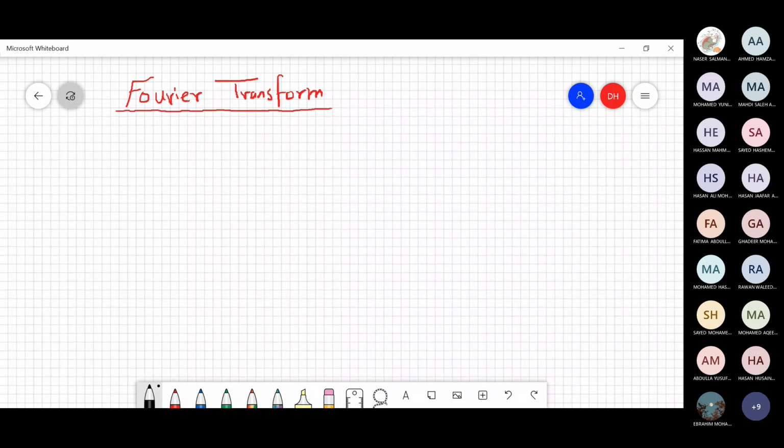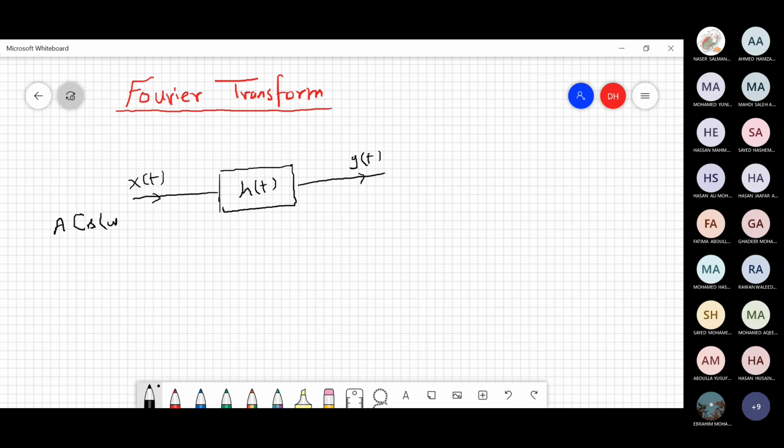Okay, as we said, if we have a system, so this is h of t, and here we have x of t. Here we have y of t. So if x of t is a sinusoid, so it's a cosine omega naught t plus theta.